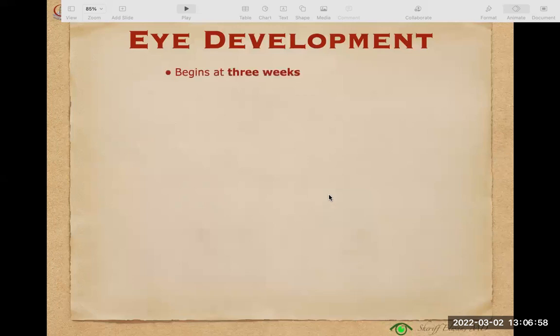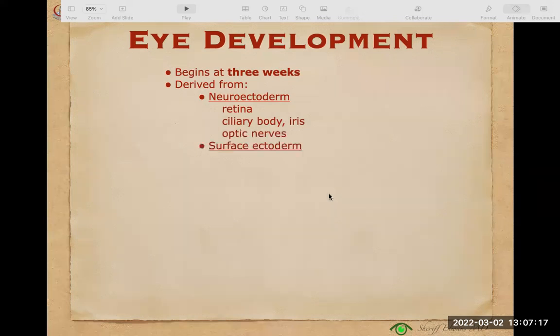Eye development actually begins at the third week of intrauterine life, and the eye and its adnexa are derived from the three germinal layers. From the neuroectoderm, we have development of the retina, the ciliary body, the iris, as well as the optic nerve. The surface ectoderm, which is the other division of the external layer of the embryo, gives origin to the crystalline lens, the corneal epithelium, and the skin of the eyelid.